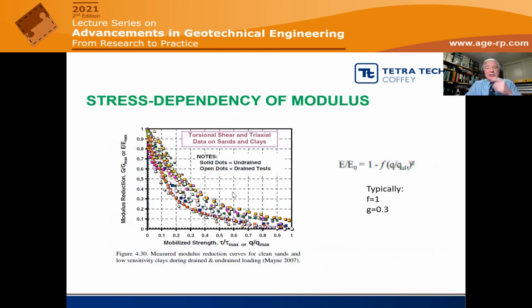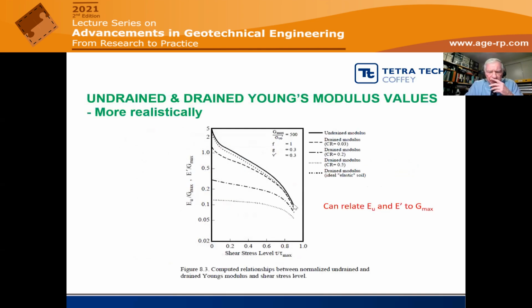I just point this out. This is work that was done by Professor Paul Main and others, Fahy and Carter in particular, looking at how the modulus degrades with stress level. Typically, if we've got stress levels in the order of 0.4 to 0.5, in other words, factors of safety somewhere in the region of 2 to 2.5, then you see that that reduction factor is around about 0.2, which is what we find.